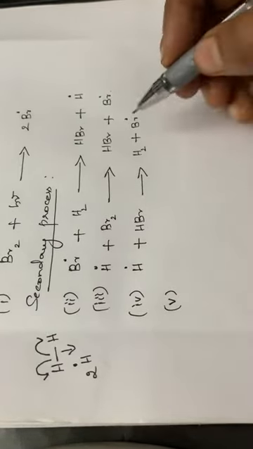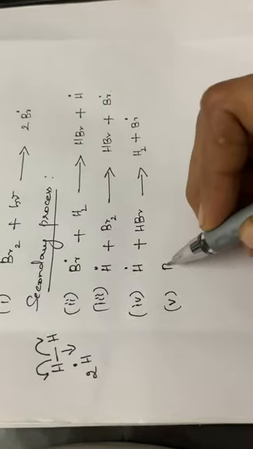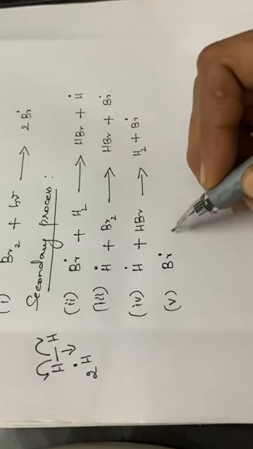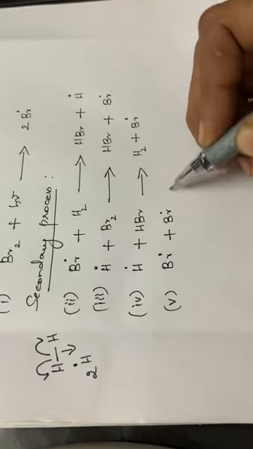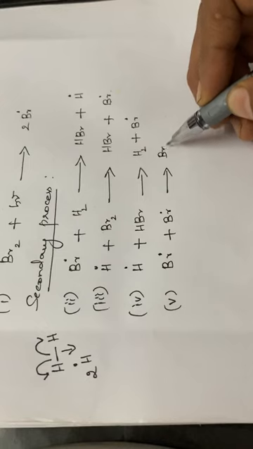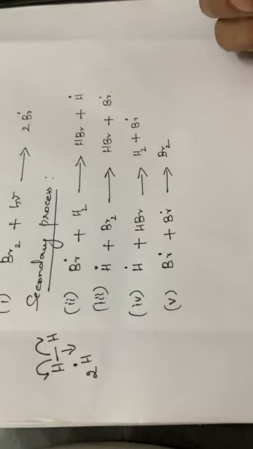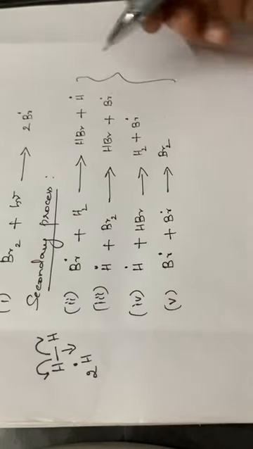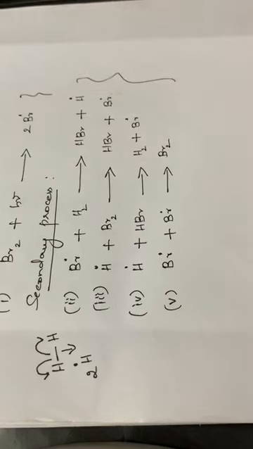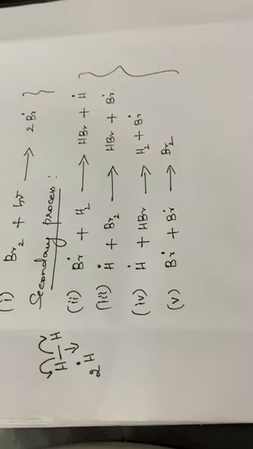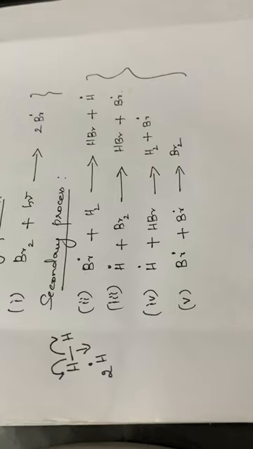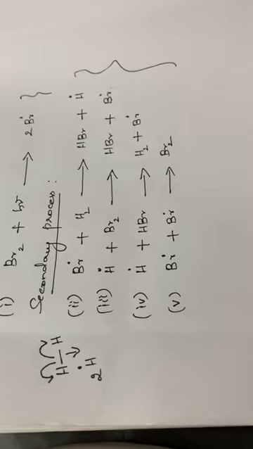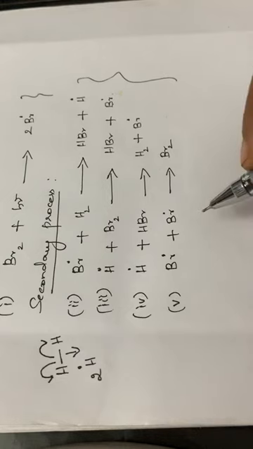Then the fifth step: here one bromine radical is there, and again one more bromine radical. Both of them combine together to form a bromine molecule. So step 1 is the primary process, and the reactions from 2 to 5 are the secondary process. Also, we can go through these reactions again.